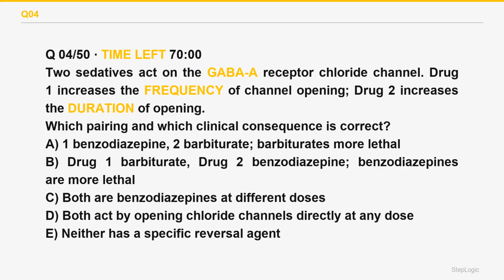Which pairing and which clinical consequence is correct? Two sedatives act on the GABA-A receptor chloride channel. Drug 1 increases the frequency of channel opening. Drug 2 increases the duration of opening.